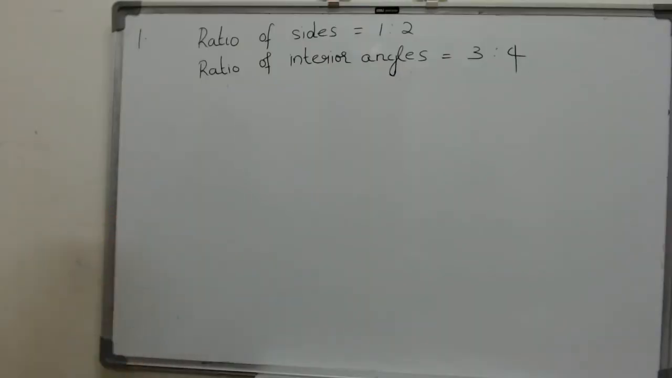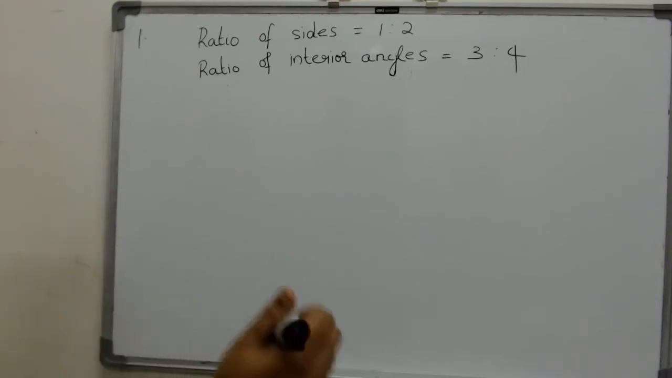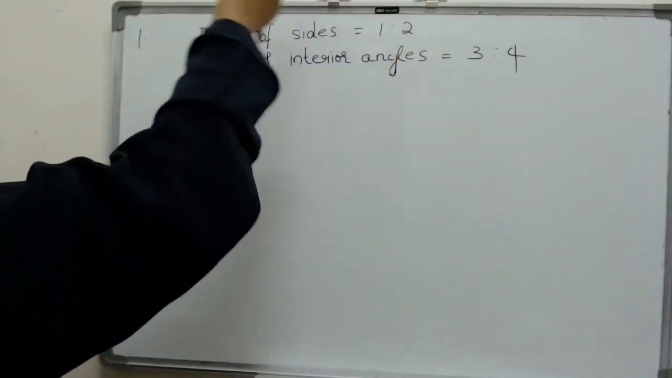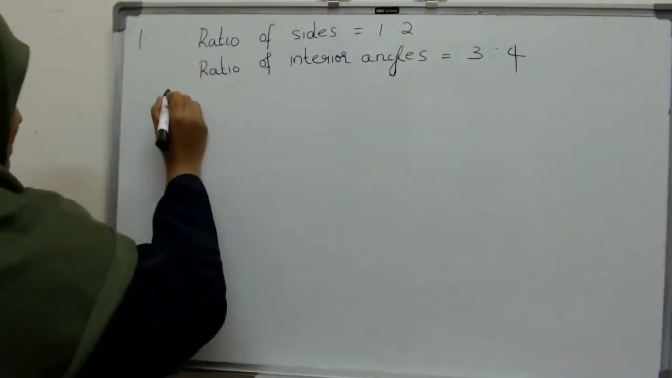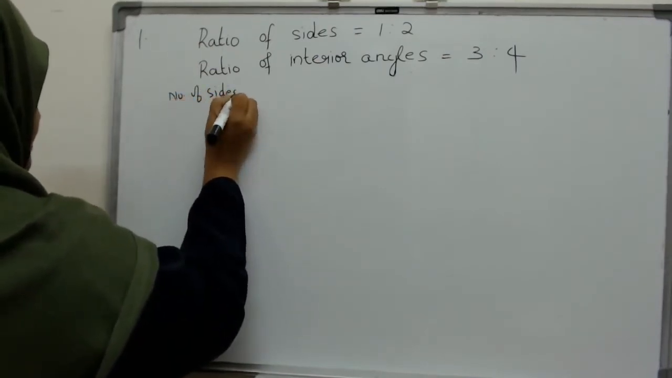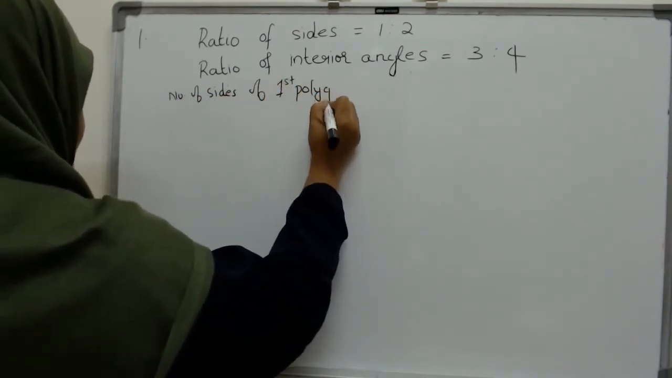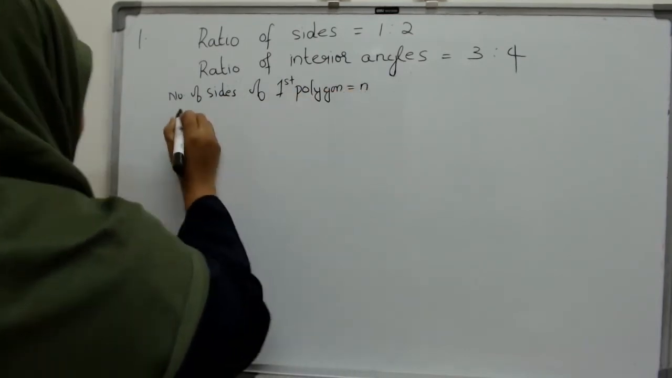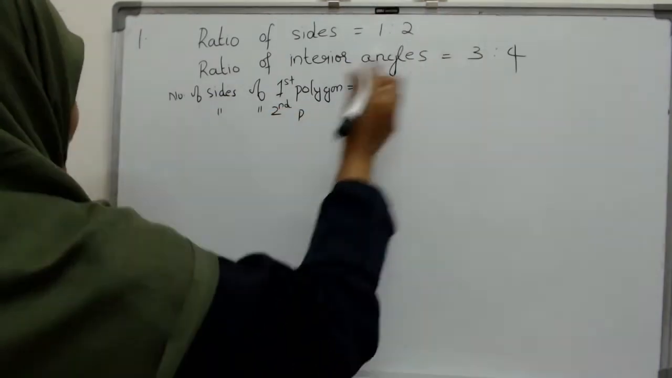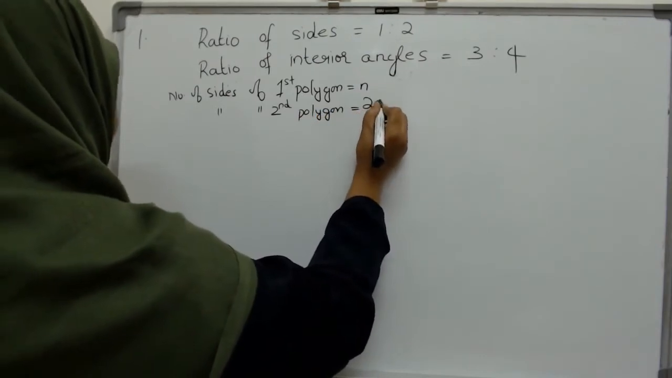Now let's try to solve some questions. This is the first question. We are given two polygons. Now the second polygon has twice the number of sides as compared to the first polygon. So suppose the number of sides of the first polygon is n, then the number of sides of the second polygon will be how much? It is twice. So if this is n, then the second polygon will have 2n sides.